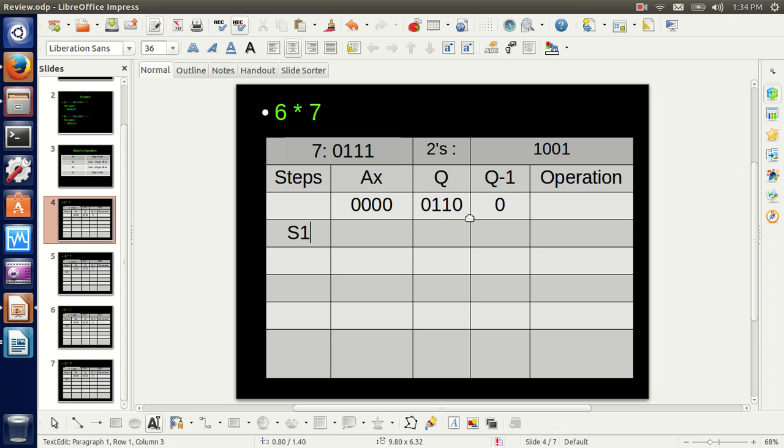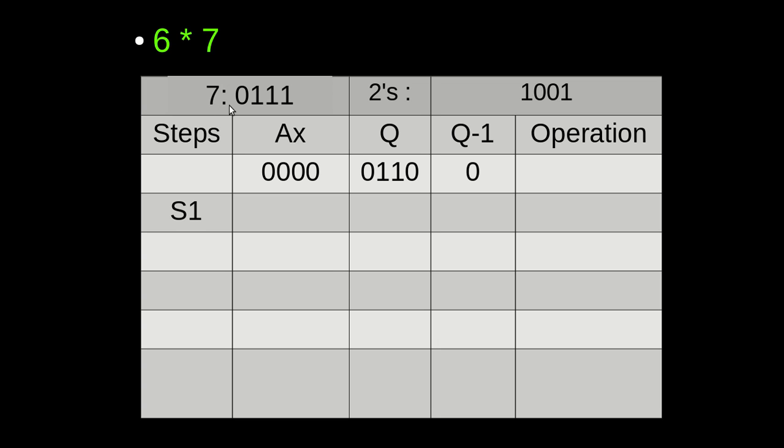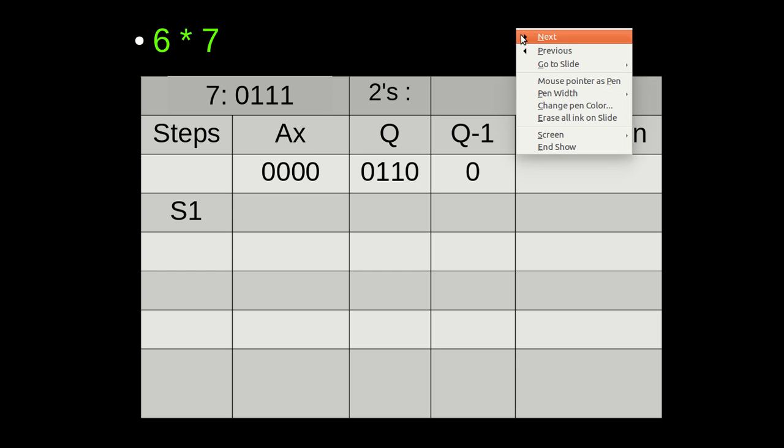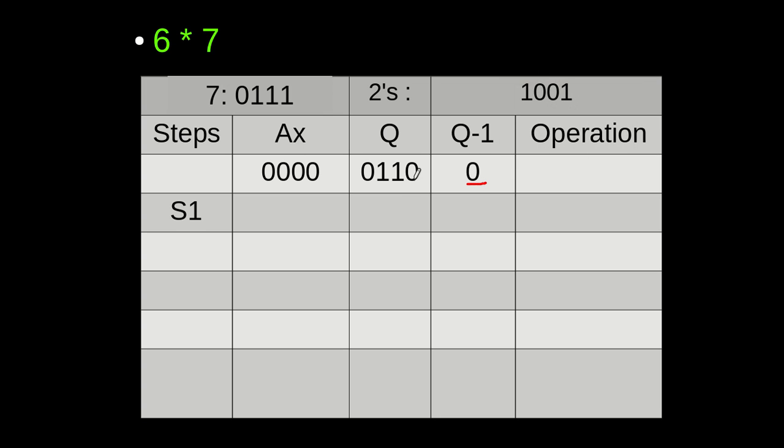In this first case, what do I have? I have both the multiplier and multiplicand as positive numbers. This is positive 6, positive 7. Here's the 6, Q is the 6. I'll start. Accumulator is 0, 0. I initialize it to 0. Q minus 1 is 0. I'll initialize it. So first thing, I'll look at what? Q minus 1 and Q0.